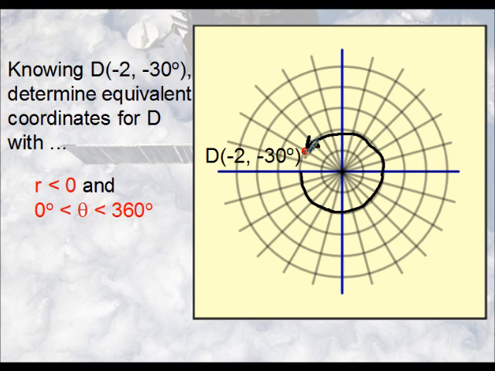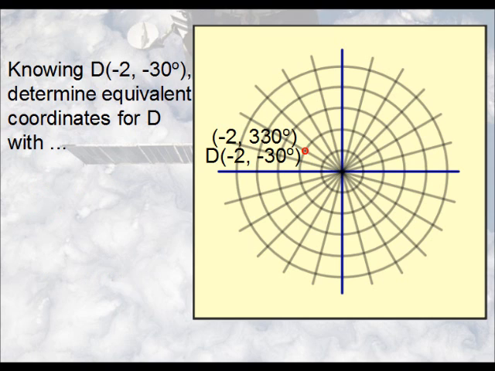One easy way to do this is when you graph your point, just draw a line through it here, and then just identify the reference angle being 30 degrees. So if you understand that, how many degrees is it all the way around here? That's 330. So we can say -2, 330 degrees is an alternate set of coordinates that describes the same location.